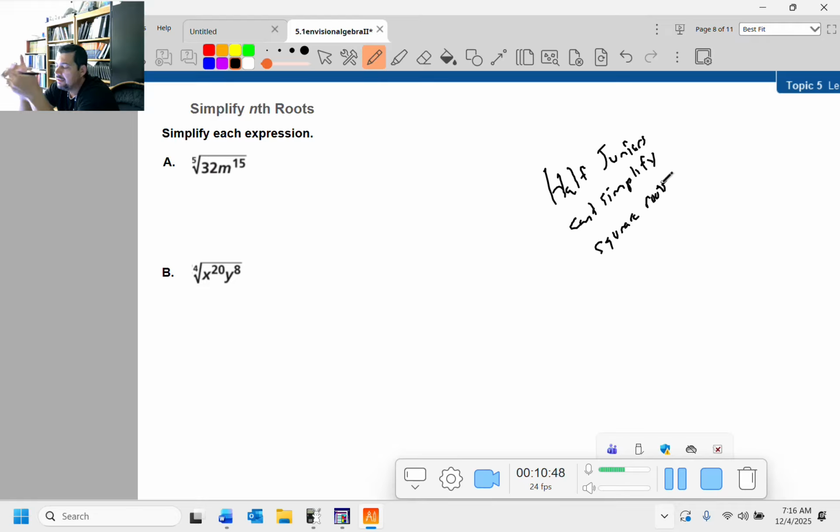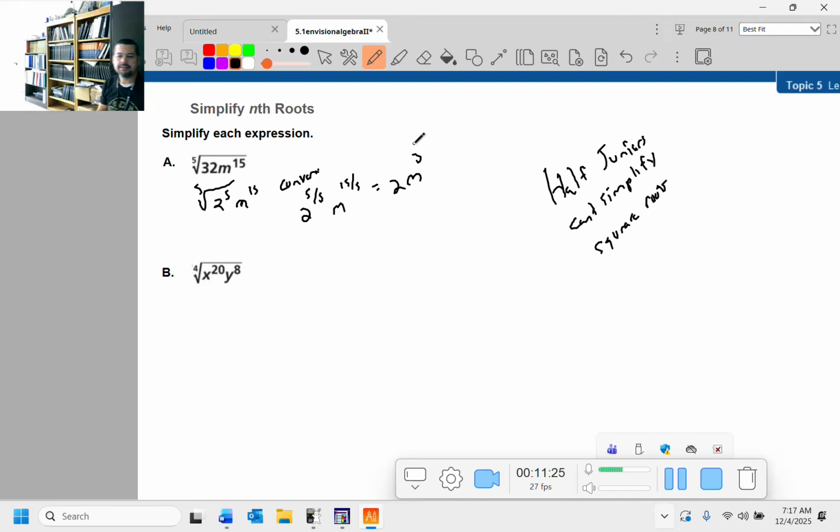What I like to do is view these things as what they are. 32 happens to be 2 to the 5th. M to the 15th, we're just going to leave the way it is. The reason I looked at it like this is because now I'm going to do a conversion. And sometimes this works. There are many ways of doing this. But if I think about my power and my root, I'd have 2 to the 5 over 5, and then m to the 15 over 5. And this would reduce to a 1, and this would reduce to a 3. That's what happens if they work out nicely.